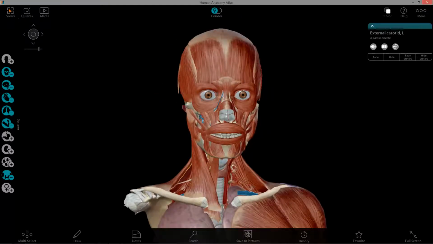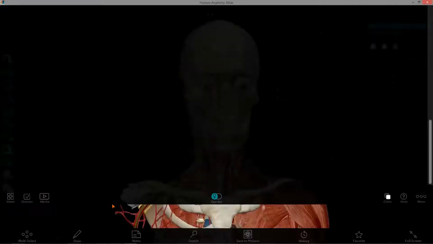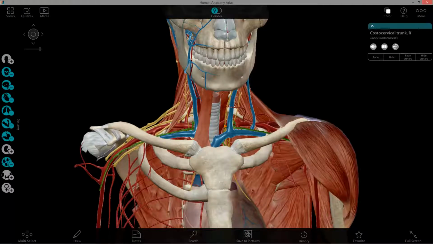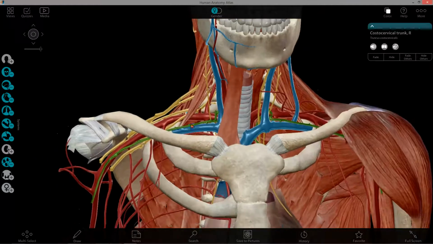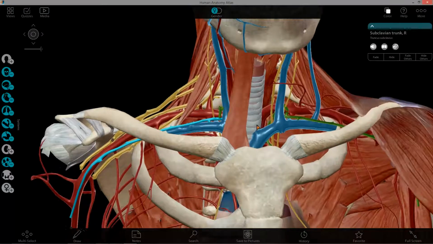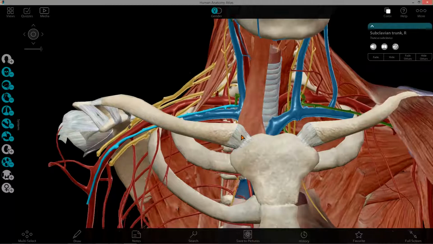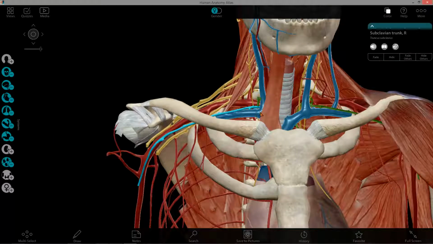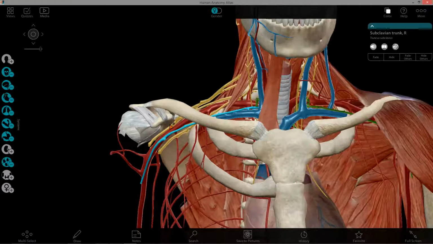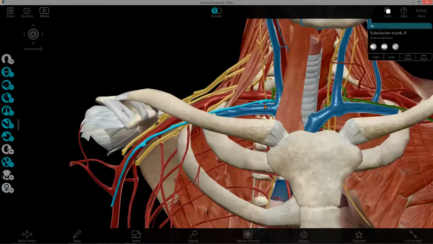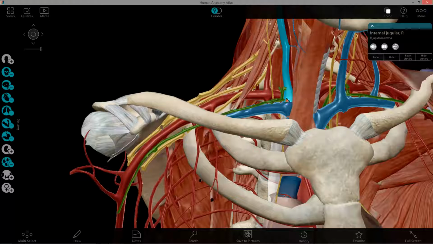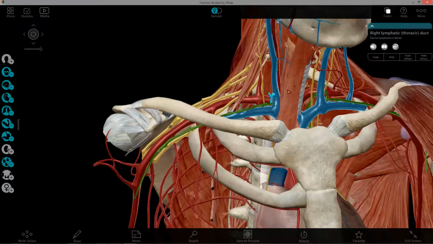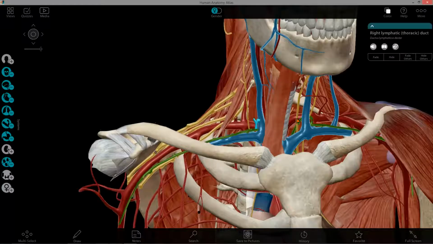Now I'm going to pull up the root of the neck, and we can talk a bit about that. The first thing I'm going to discuss is some lymphatics. This is going to be hard for you to see in the cadaveric dissection, but I think it's important to go over. So on the right hand side, we have the subclavian trunk. The subclavian trunk will drain the entire right upper extremity, and then it will drain into the junction point between the internal jugular and the subclavian, along with the right lymphatic duct coming from the right side of the head.